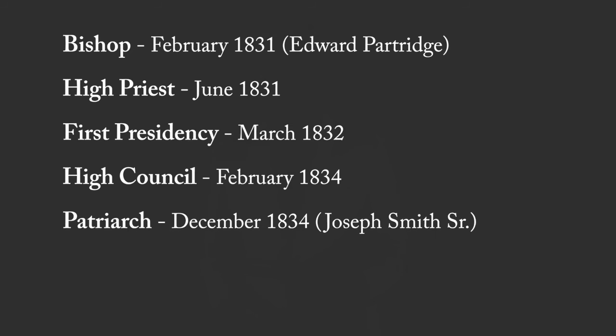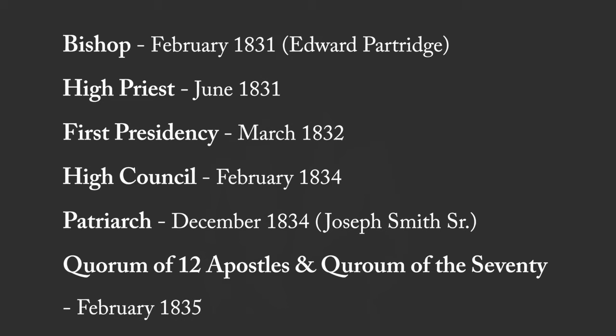And by the way, originally the early church had debates of who has more authority, the high council or the traveling council, which came in 1835. We don't get patriarchs in the church until December of 1834. Joseph Smith's own father, Joseph Smith Sr., will be the first patriarch. We get the Quorum of 12 Apostles and the Quorum of 70 in February of 1835.